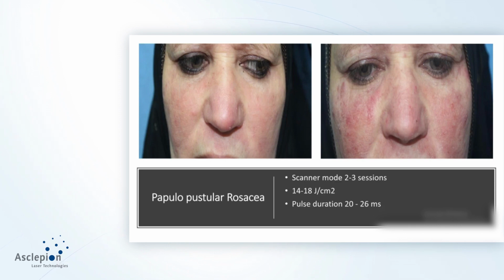Another case with rosacea improves significantly after 3 sessions at the same parameters. Rosacea is an important indication in QuadroStarPRO. It gives a marvelous result in a short time.